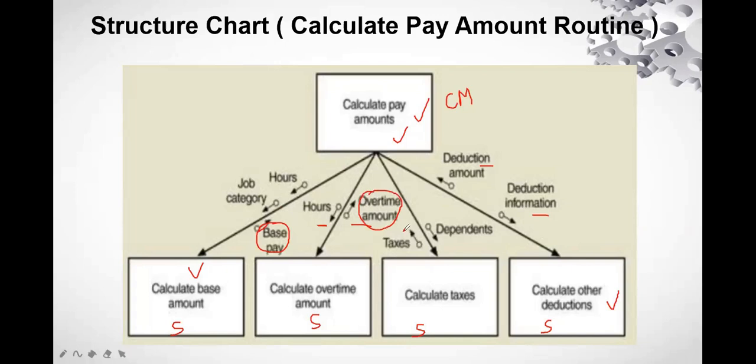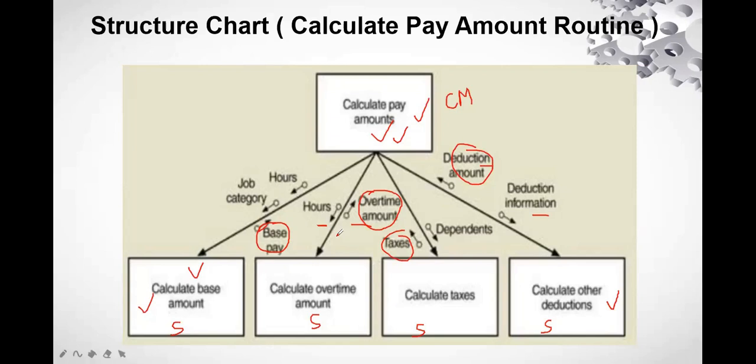Then it will receive the taxes, and then receive the deduction amount. So with the help of all these four things, it is going to calculate the final pay amount, right? And this is the information which is required by this module to calculate the final version. So this flowing of data from one subordinate to the control module is called what? It is defined as data coupling, right? Dependency of data as required by the modules.